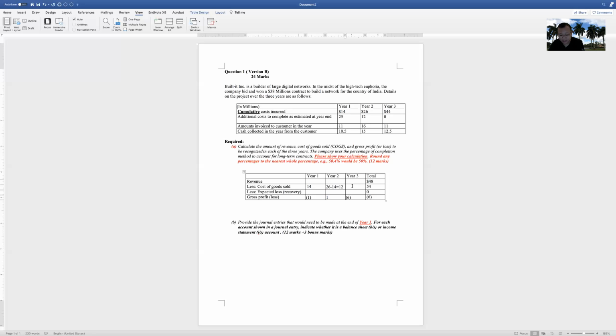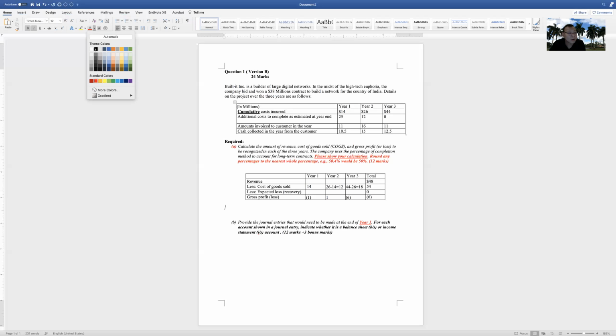And the last year is 44 minus 26, that's 18. Easy? Yeah? Okay, revenue recognition. So then use the percentage calculation, okay? So let's do percentage equals, okay? You have 14 divided by 14 plus 25. So equals 14 divided by 39. Okay, that's a percentage.